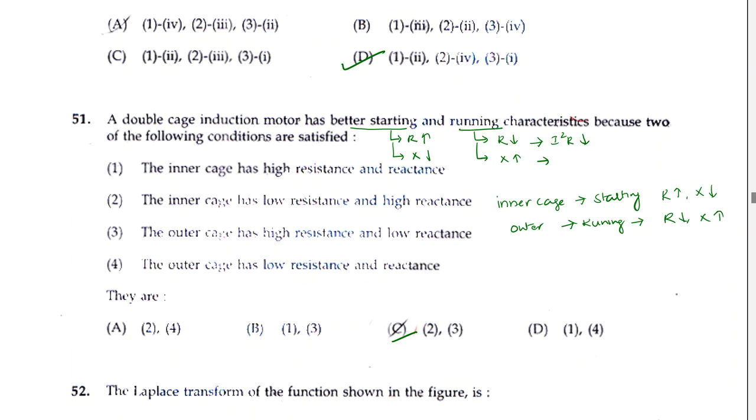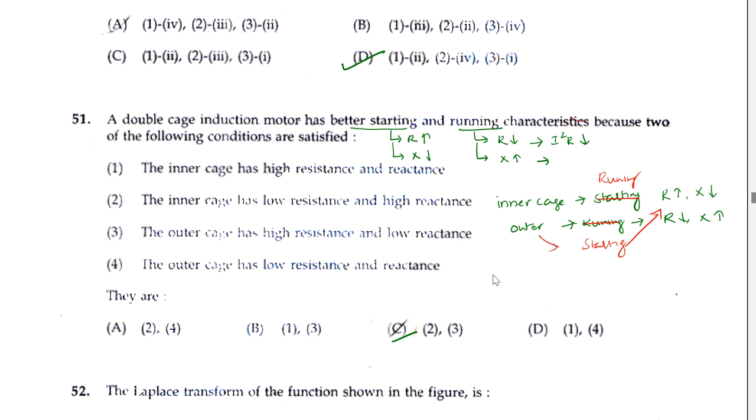Okay friends, let me correct here. There is a small correction. The outer cage is for starting purpose, and the inner cage for running purpose, friends. The outer cage winding is for starting purpose, so it will have high resistance and low reactance.